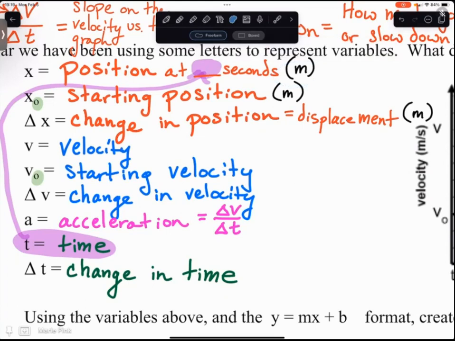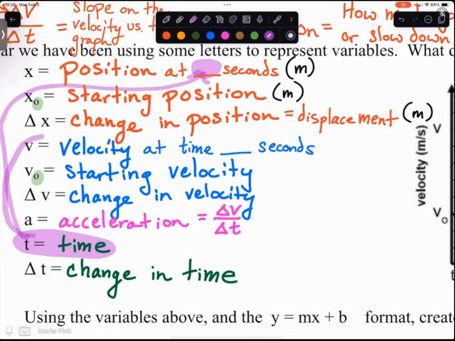All right. And then the same things are going to happen for velocity. So regular v is the velocity at a specific number of seconds. So this is going to be the velocity at time some number of seconds. And again, that number of seconds is going to be determined by what this t is.